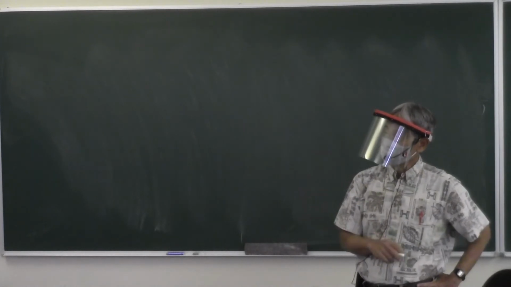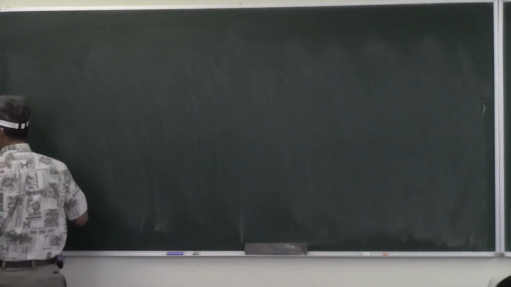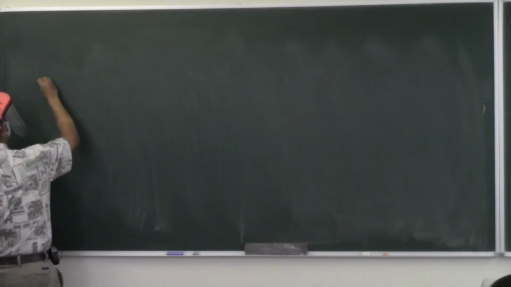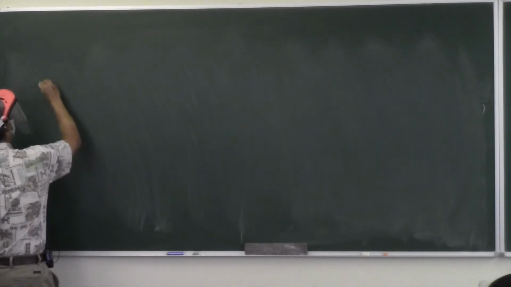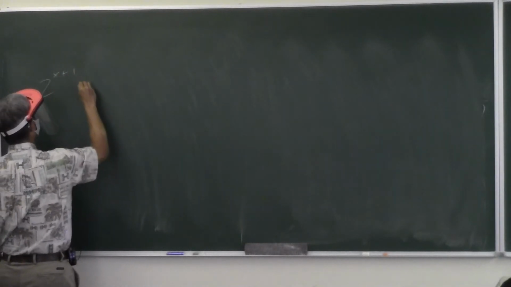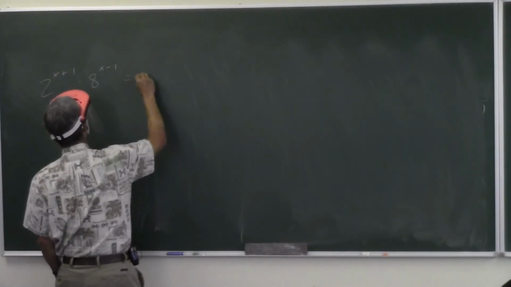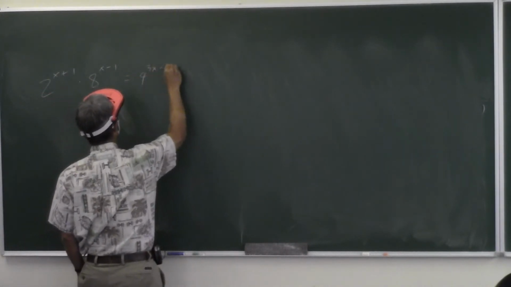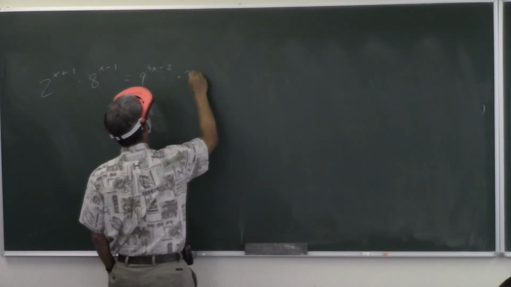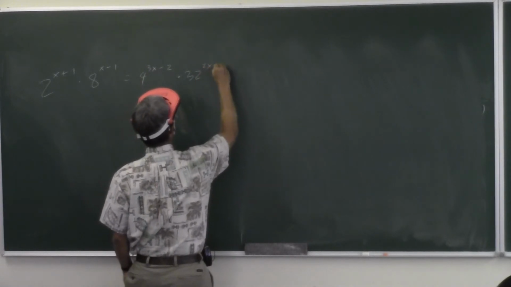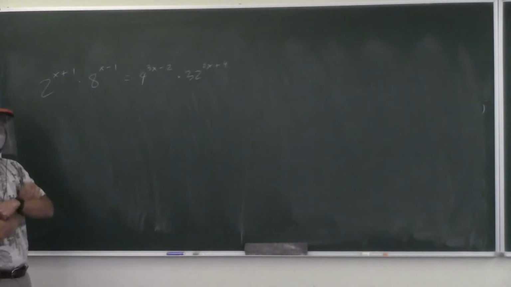Okay, so the first problem, you're solving some equations. Let me give you an example. How about something like this? This is the kind of problem you see on the SAT and ACT, except a little bit tougher. How about 2 to the x plus 1 times 8 to the x minus 1 is equal to 4 to the 3x minus 2 times 32 to the 2x plus, what number haven't we used yet? 4. There you go. How would you solve for x?